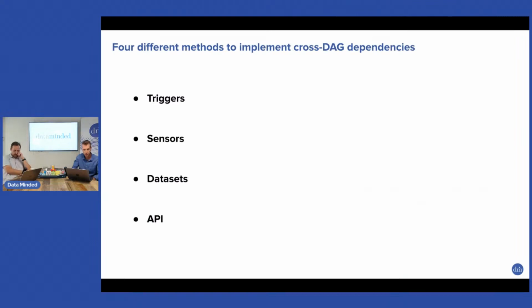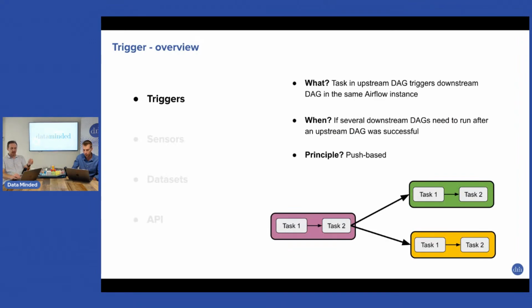There are 4 main strategies, or 4 commonly known. There are others as well, but these are 4 common strategies, and I will go over them in the next slide. So first, the trigger. This one is the most basic one. So you have in the upstream DAG that you can see here, the purple one, a trigger operator, and it simply triggers downstream DAGs. So you can select which DAGs you want to trigger.